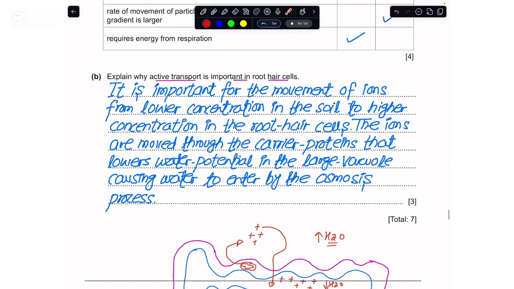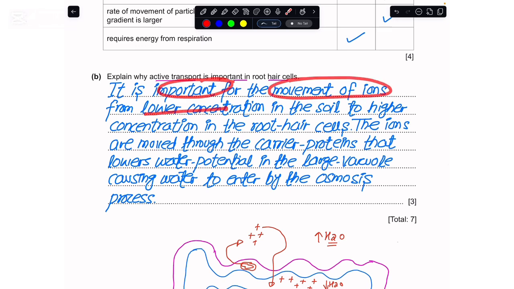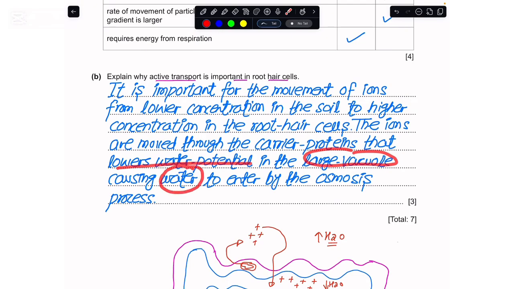So if I take you to the wording that you are required to write for this, you would say that active transport is important for the movement of ions from the lower concentration in the soil to the higher concentration within the root hair cells. And when the ions are moved through the carrier protein, they lower the water potential in the large vacuole, and that would cause the water to enter them with the help of osmosis. So by this, you would score a total of 3 marks.